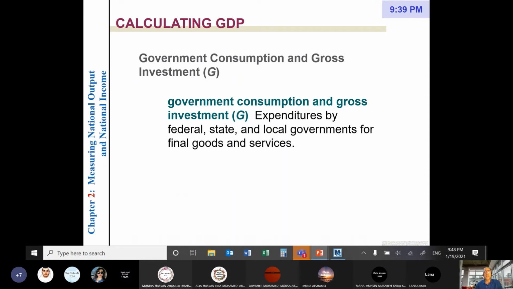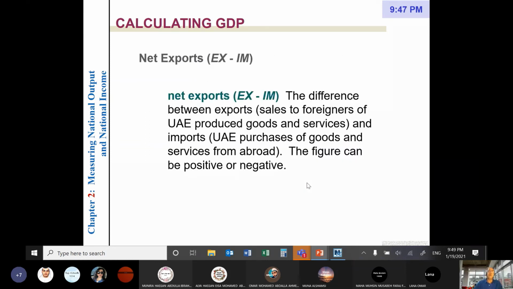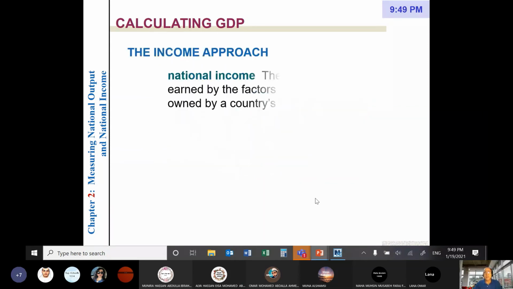How many governments do we have in the United Arab Emirates? Two? No. Seven? No. One? No. So it is eight: one federal government and seven local governments. So spending by all levels of government is called government expenditure. Now, net exports. Let me see if I put here a question. No, there is no question.